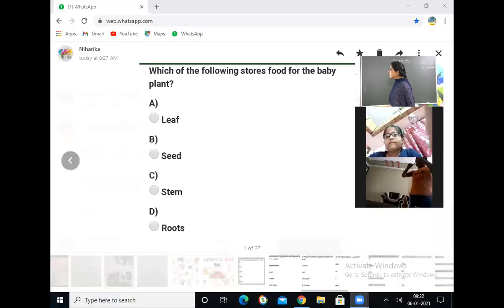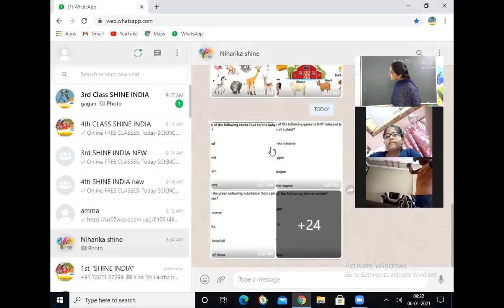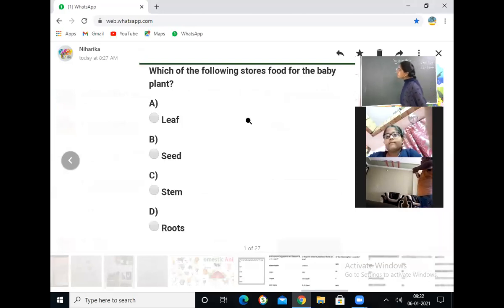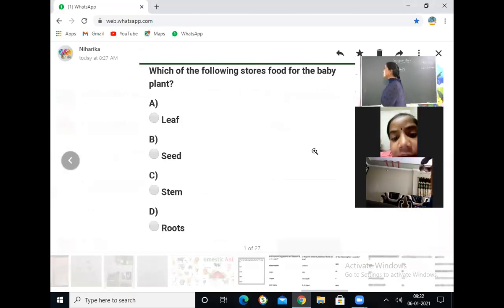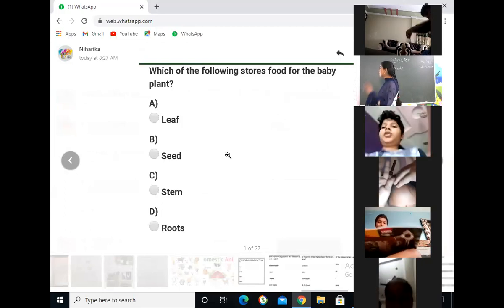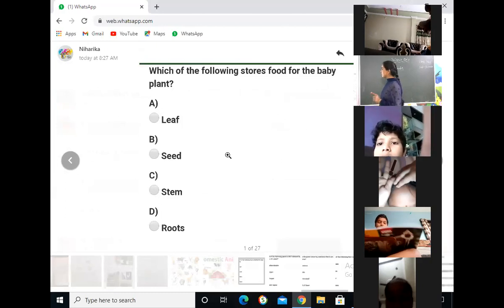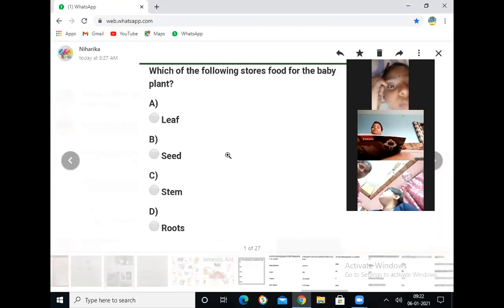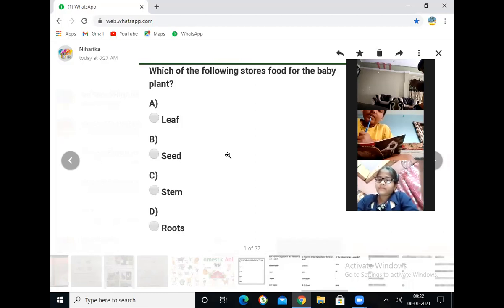First question: which of the following stores food for the baby plant? Here are the four options. First one is the leaf, second is seed, third is stem, and fourth is roots. Which of the following will store the food for the baby plant? We have already discussed this in the first two chapter blocks.